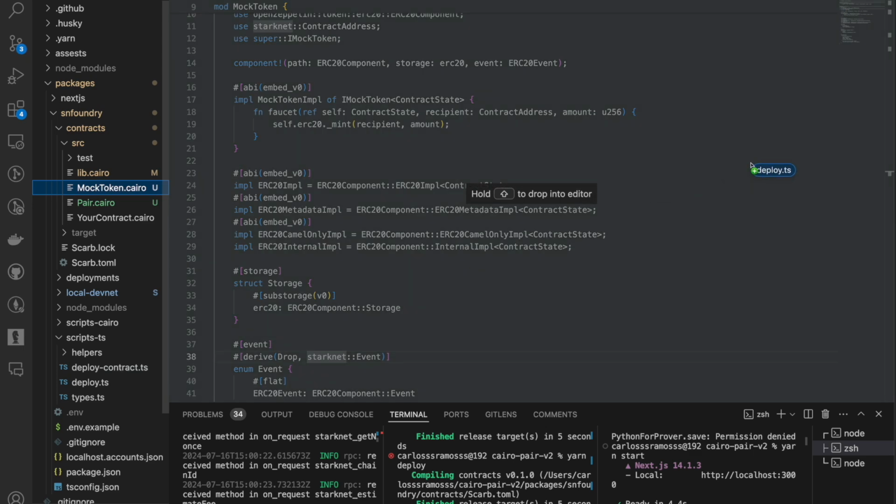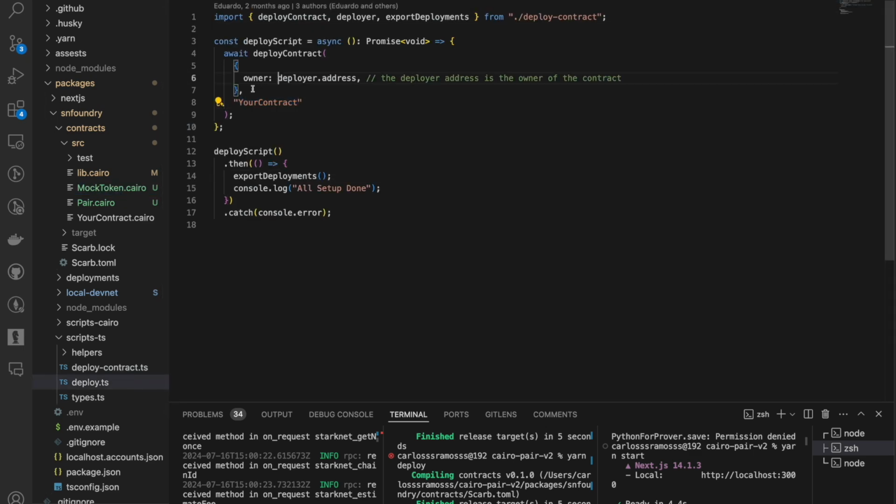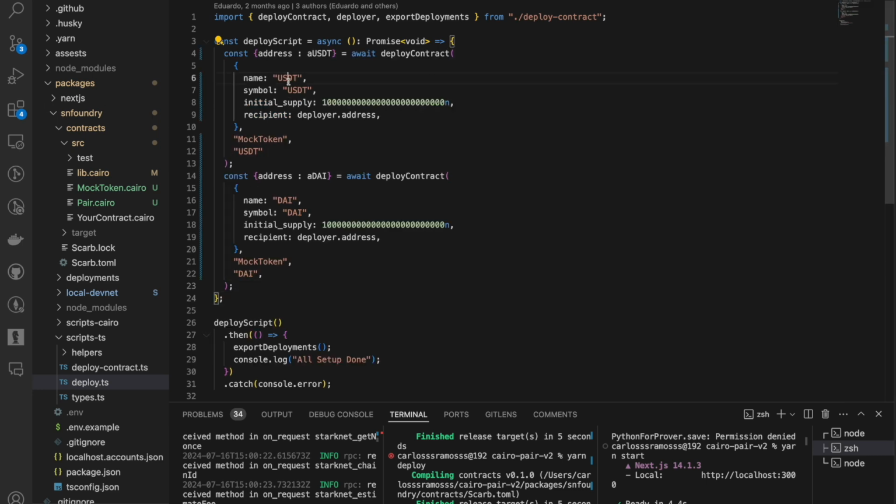And then I'm gonna write my deploy script as well. So I'm gonna be creating some of these tokens. So I am going to create these two. I'm gonna do USDT and I'm gonna do ETH.